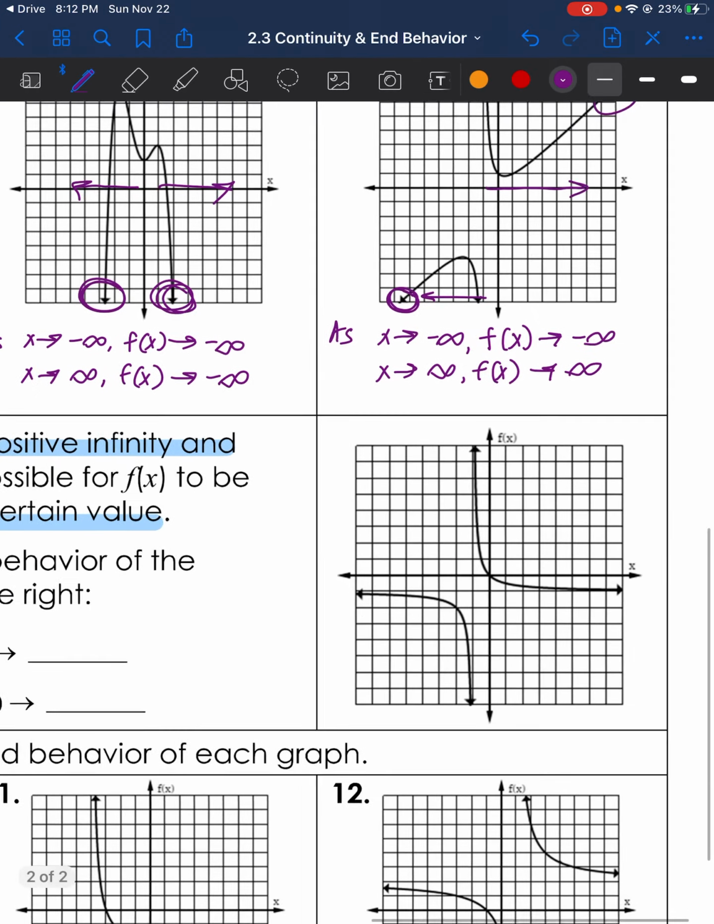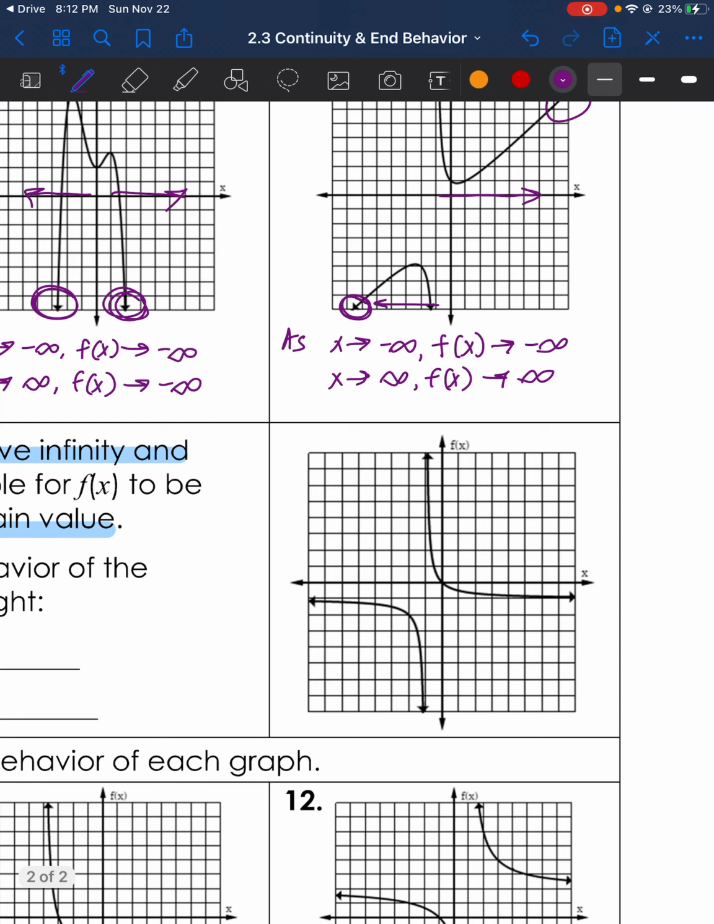Okay, so let's look at the graph over here. If we're looking at as x approaches negative infinity, we're looking at this arrow here. This arrow is not pointing up or down. We can tell by our last section when we talked about asymptotes that it looks like there's an asymptote here at y equals -1, right? You can see it on both sides.